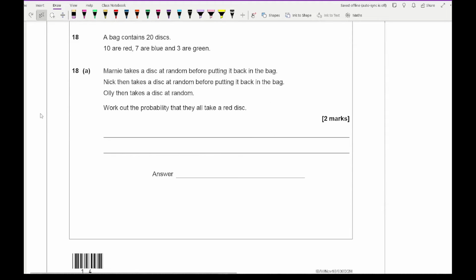For question 18, it says that a bag contains 20 discs, 10 are red, 7 are blue, and 3 are green. Marnie takes a disc at random before putting it back into the bag. Nick takes a disc at random before putting it back in the bag, and Ollie then takes a disc at random and puts it in the bag. Work out the probability that they all take a red disc. So the probability Marnie takes a red disc is a half, because there's 10 out of 20. Then they put it back, we've still got 10 out of 20 for when Nick picks, and when Ollie picks, that's also going to be a half, giving us a collective probability of an eighth.